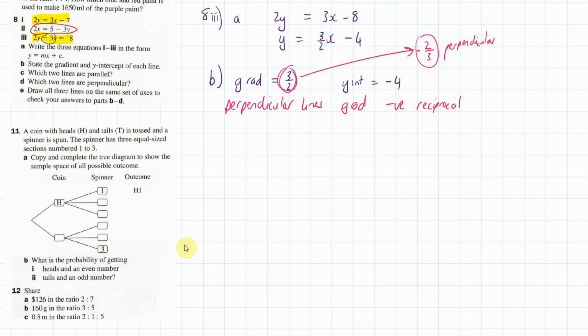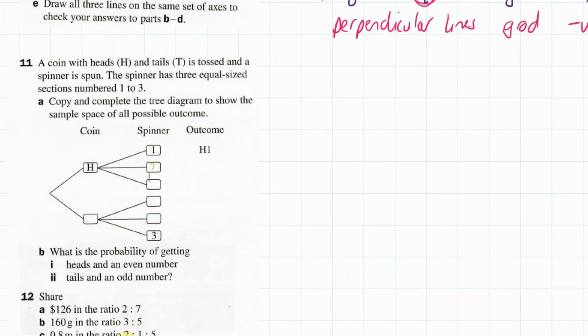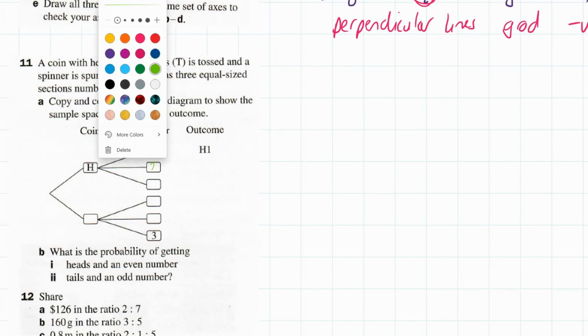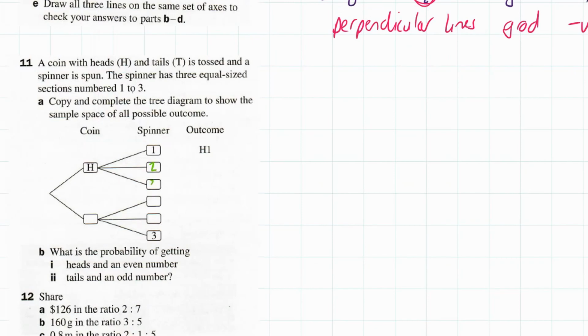Okay, moving right along. Number 11. We've got this coin that we're tossing. And we're spinning a spinner, and the spinner has options of 1, 2, and 3. So let's maybe just move in a little bit on this, and we'll get a bigger pen. Okay, so obviously you can get 1, 2, or 3, and with the coin it's heads or tails. So those are my options, and then you just write out your outcomes here.